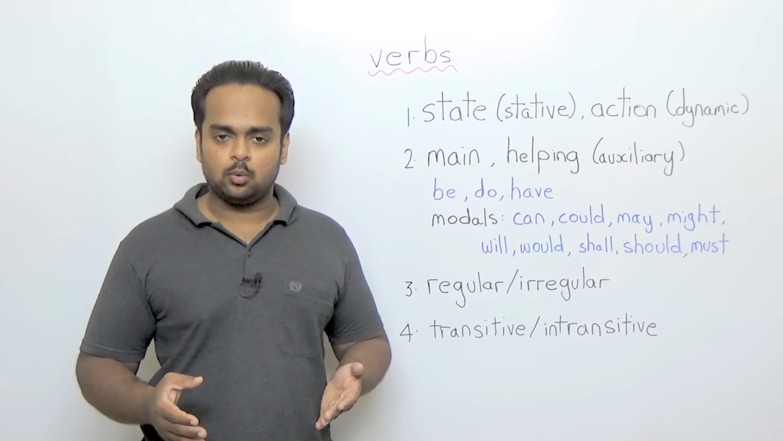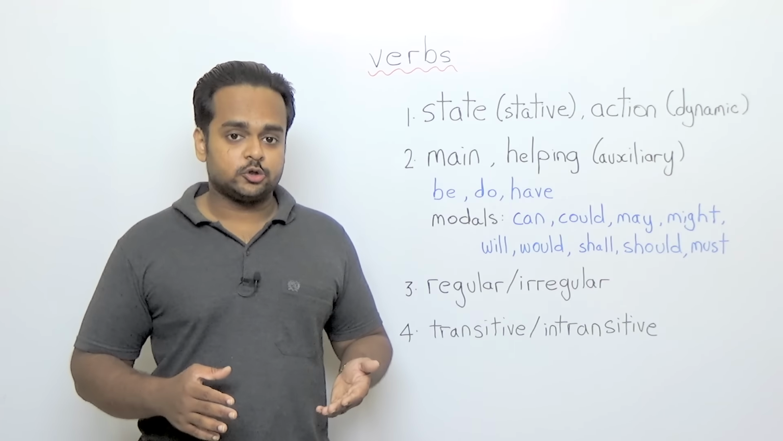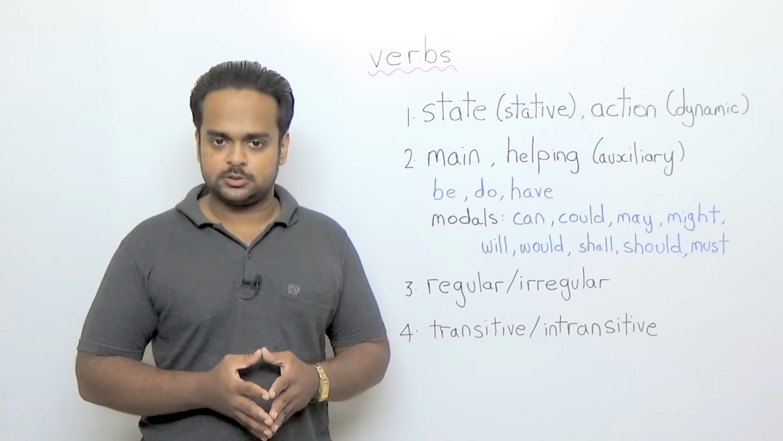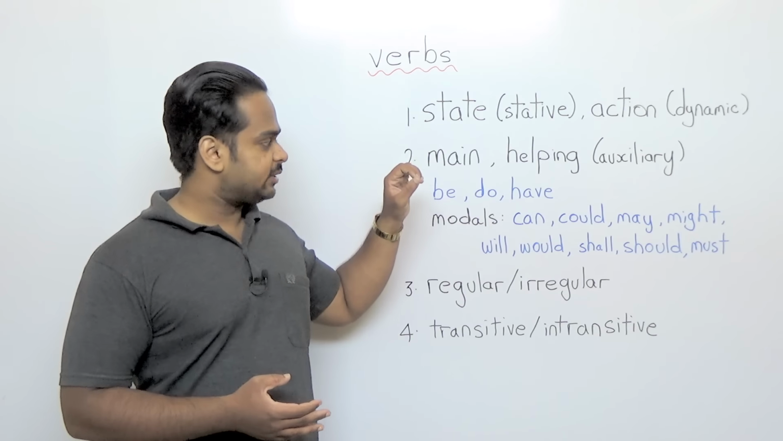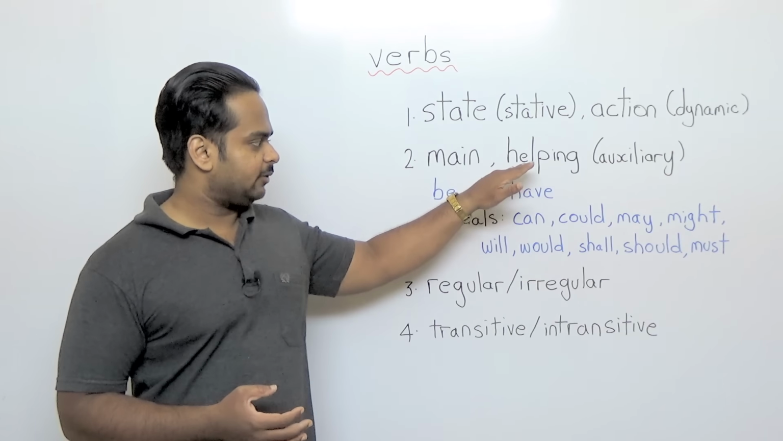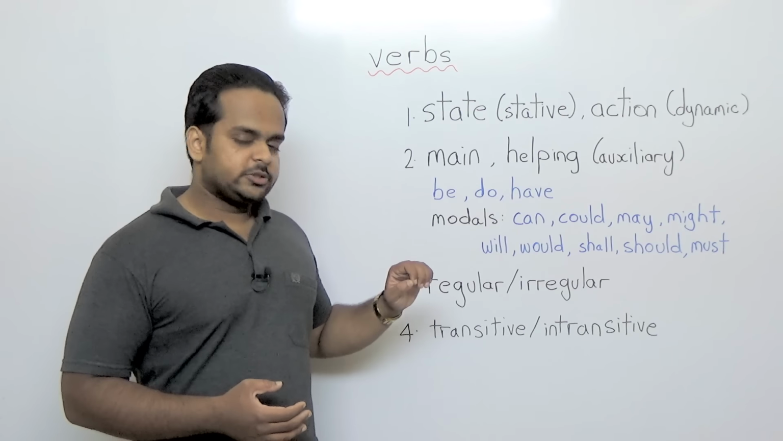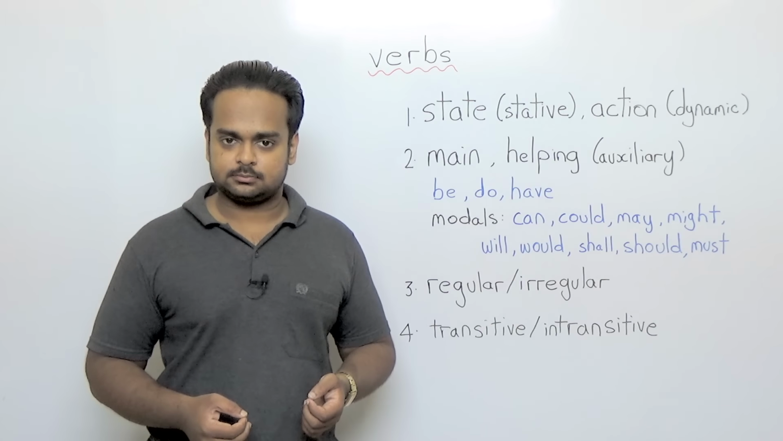In this lesson, I will teach you the different types of verbs that we have in English, and I'll also show you how to avoid some common mistakes that students make with verbs. We will start with state and action verbs, and then we'll look at main and helping verbs, and then we'll turn to regular and irregular verbs, and finally, we'll discuss transitive and intransitive verbs.